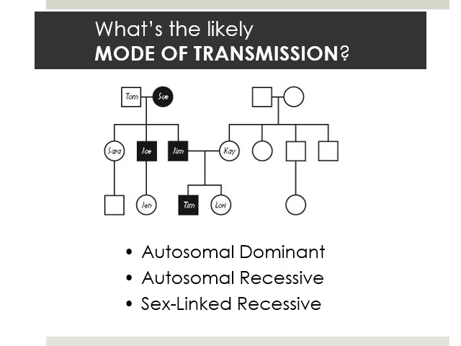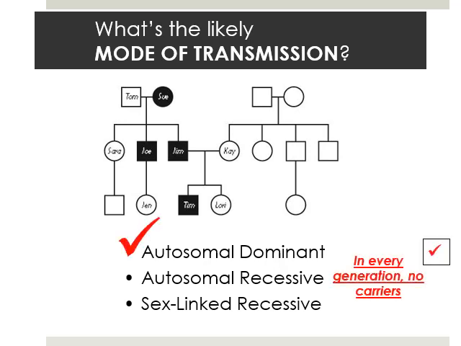In our next example, you can see that this trait affects both males and females evenly. We have one female that has it, and we have 3 males that have it. So they either have it or they don't. Here, we would call this autosomal dominant. In this case, if we have generation 1, generation 2, and generation 3, the trait shows up in all 3 generations.